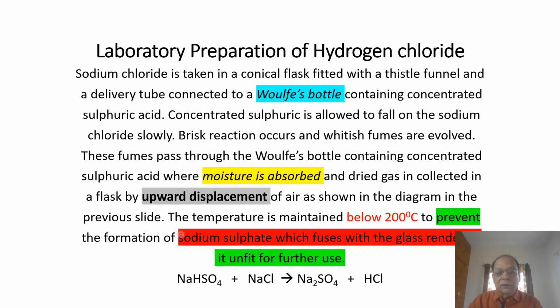In the previous slide, the temperature is maintained below 200 degrees centigrade to prevent the formation of sodium sulfate, which fuses with the glass, rendering it unfit for further use. The reaction is as follows: NaHSO4 plus NaCl gives Na2SO4 plus HCl, but this compound fuses with the glass material and makes it unusable.